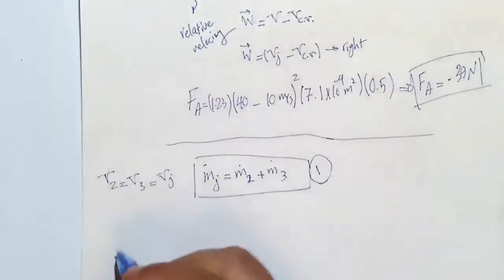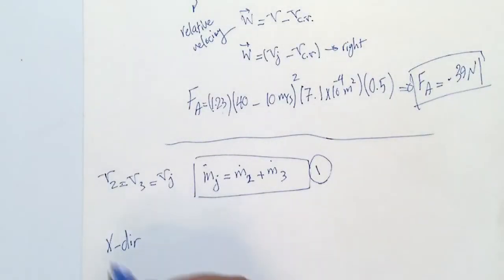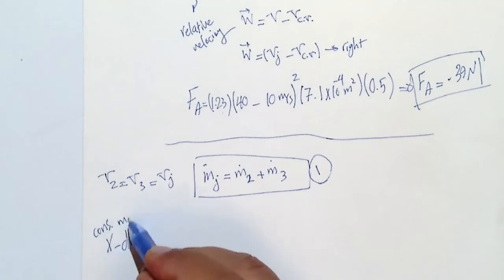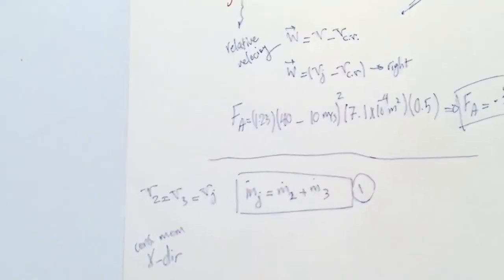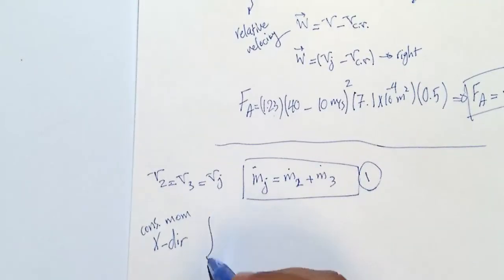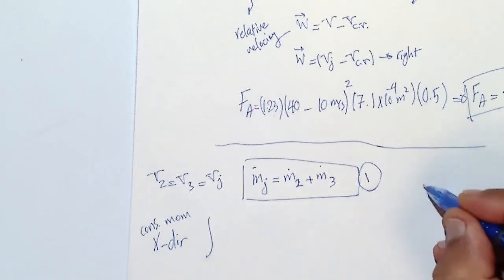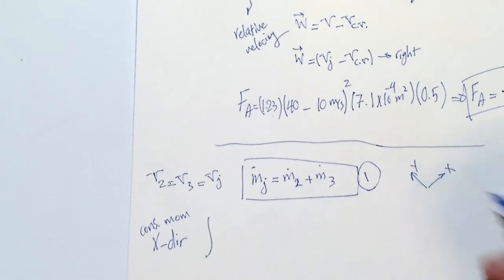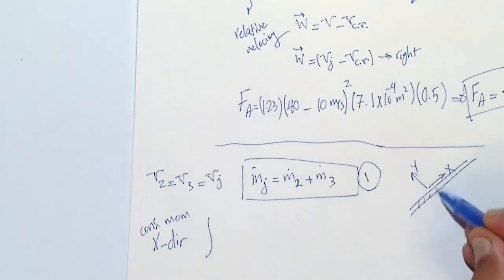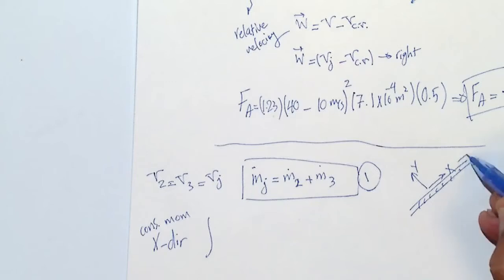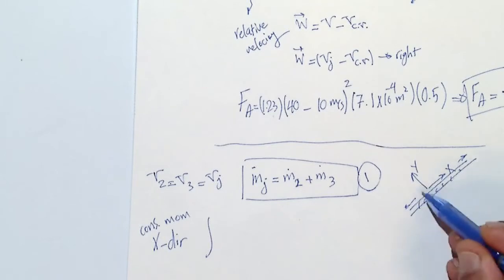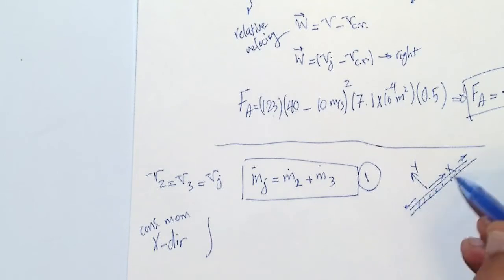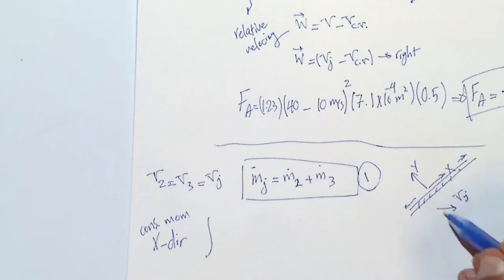But let's try the x direction of momentum. Conservation of momentum in x direction. So if you write it down in x direction, then what's that? Also make sure that y and x are like this. X is along the plate. If that's the plate, then this is your x direction, okay? And you have V2 and V3 that are passing over there. And you have one of the jet's velocity components in x direction. If that's your Vj, then this is going to be your Vx of j, right?